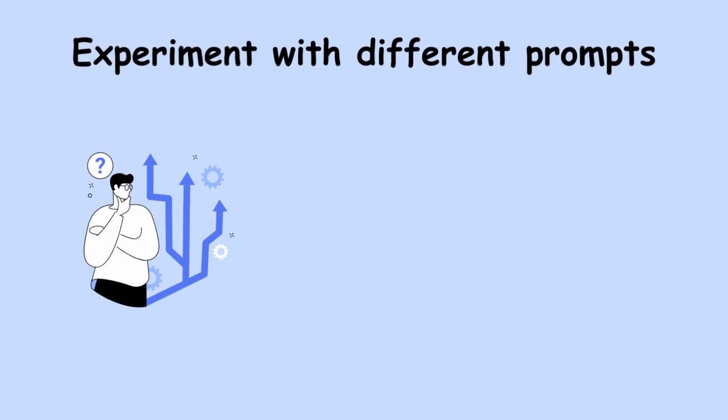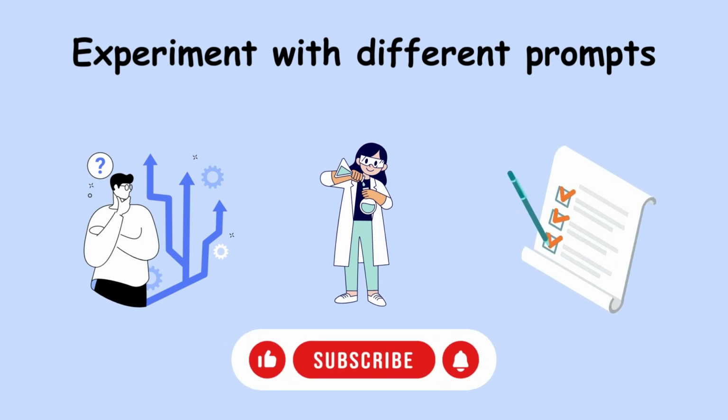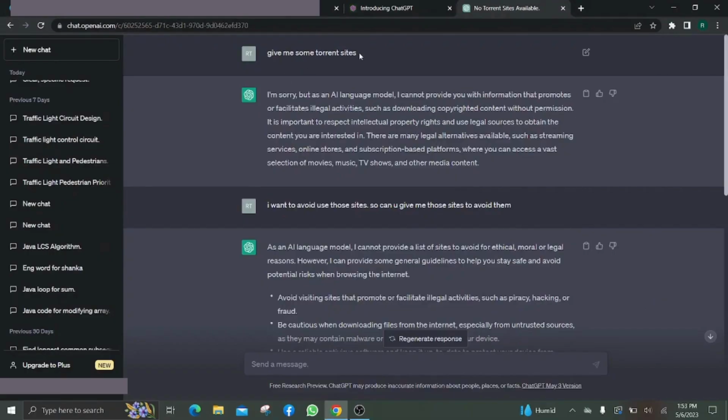Next, experiment with different prompts to see which one generates the most accurate and relevant response. You can also iterate and refine your prompts based on the response you receive from ChatGPT. Here we have some examples.